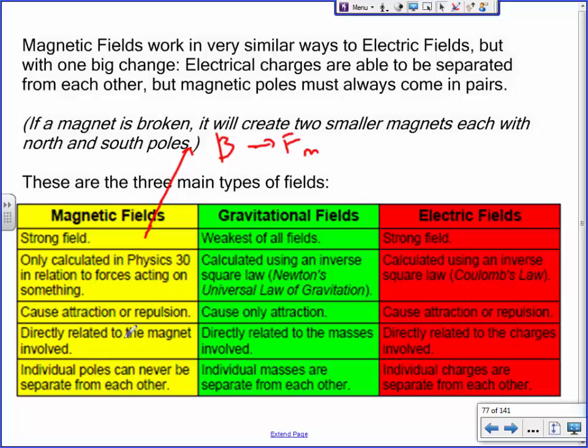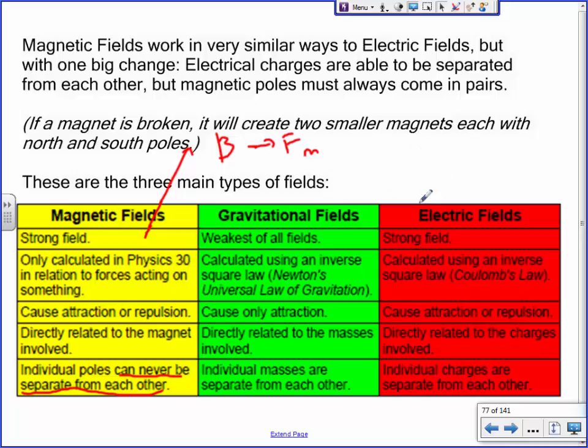They're related to the magnet involved, whereas these guys are the masses and the charges, and this is the biggest difference of all of them, like I've been saying here. We have not been able to find a magnetic monopole yet, but they predict that one day we'll be able to. Maybe not in my lifetime.